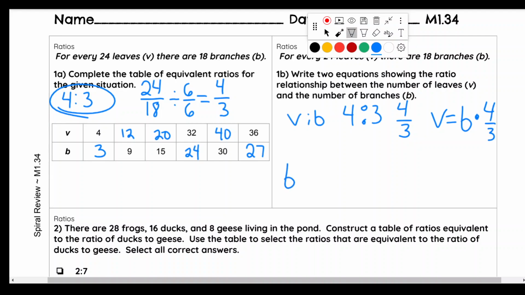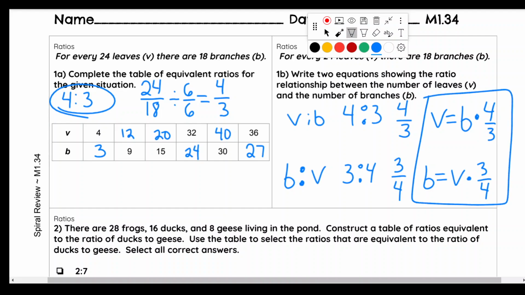And the branches to the leaves, wrong variable there, is 3 to 4, which is 3/4. So the branches are the leaves times 3/4. That takes care of question 1A and 1B.